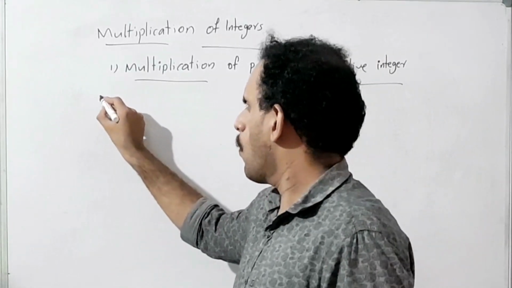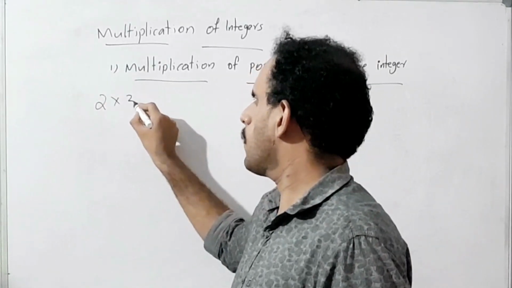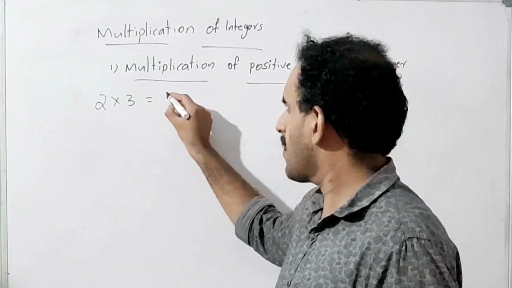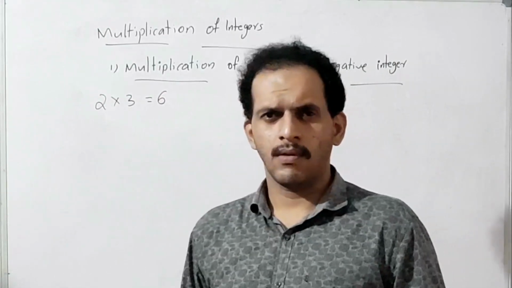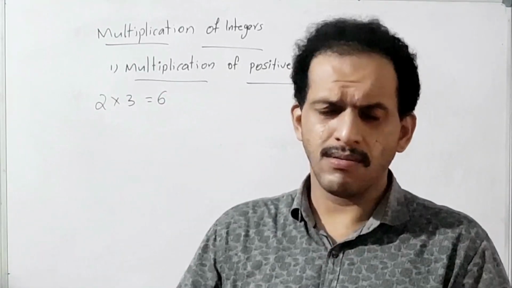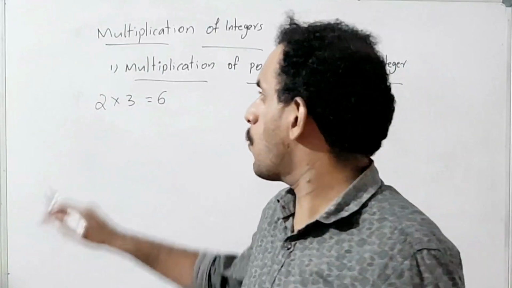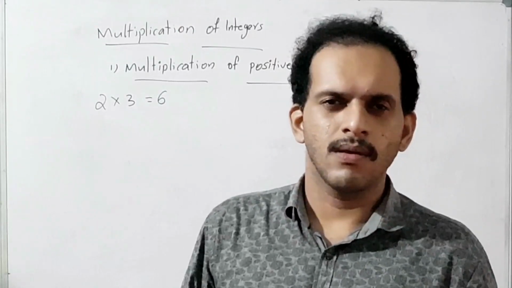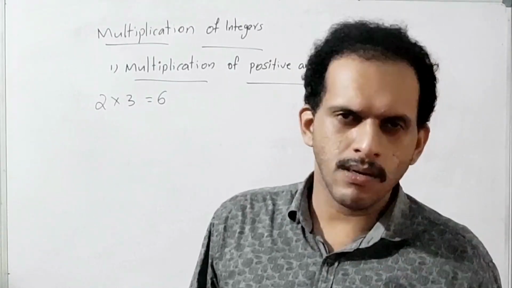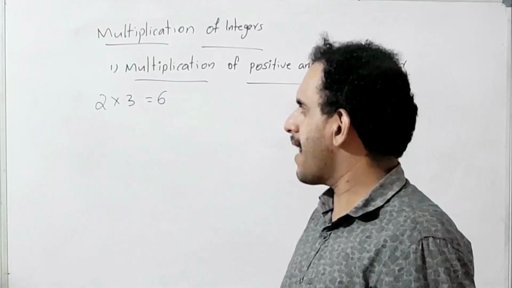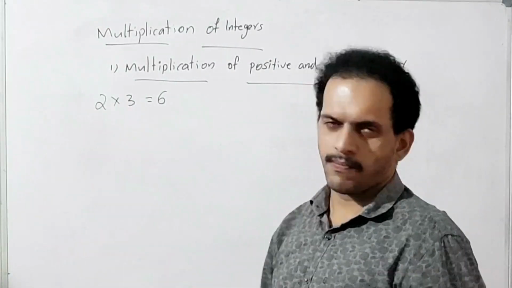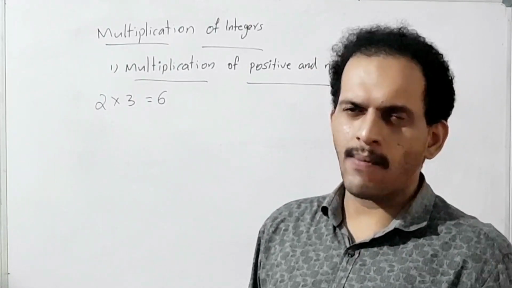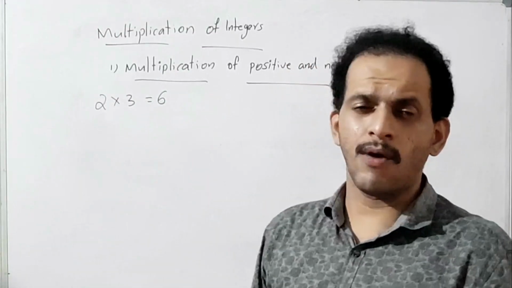You know what is the product of 2 into 3. 2 into 3 is equal to 6, no doubt. Then what is the meaning of 2 into 3? Its meaning is that we add 2, 3 times. We add 2 three times, then you get the result 6. That is the meaning of 2 into 3.